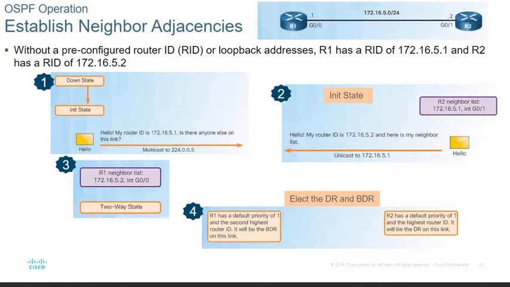OSPF Operation: Establish Neighbor Adjacencies. Without a pre-configured router ID, RID, or loopback addresses, R1 has a RID of 172.16.5.1 and R2 has a RID of 172.16.5.2. In its database, elect the DR and BDR.